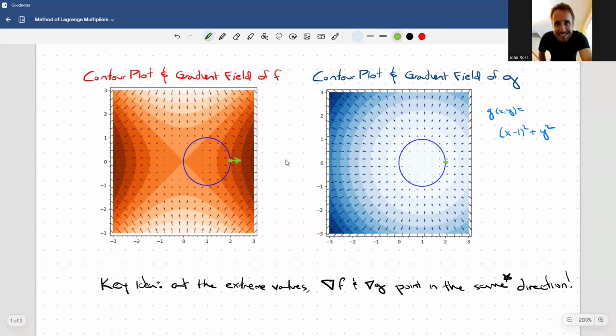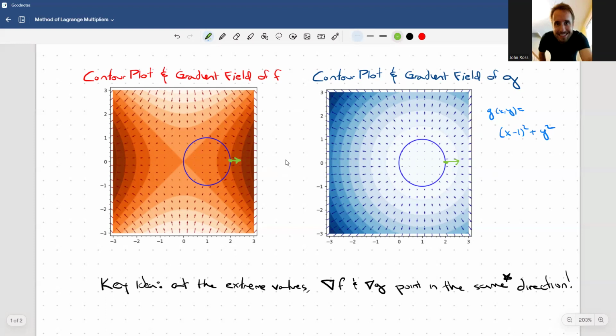And if I look over at my function g, I see the exact same thing. In other words, these two gradient vectors are pointing in the same direction. They are not necessarily the same length, but they are pointing in the same direction. And in this case, that is due east.